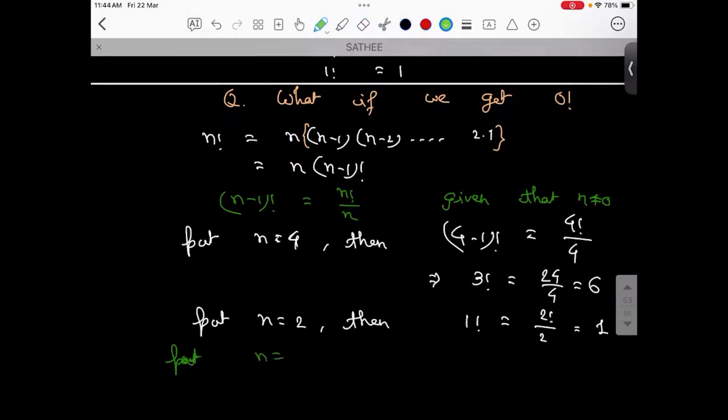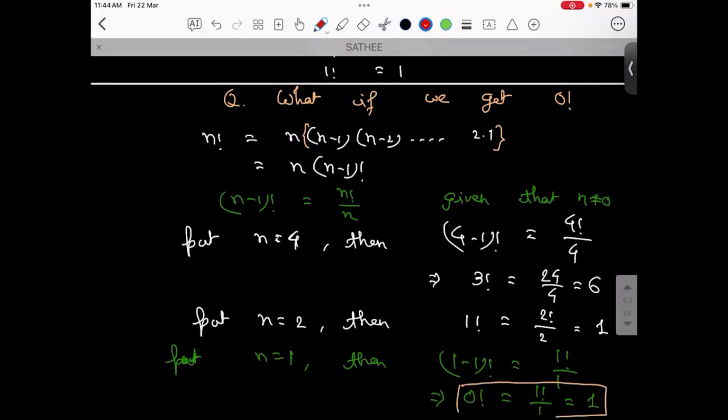Put n equals 1. Then what will we get? 1 minus 1 factorial equals 1 factorial by 1. This implies 0 factorial equals 1 factorial by 1, which equals 1. So this is an important result that we need to use in future, and you need to recall it.